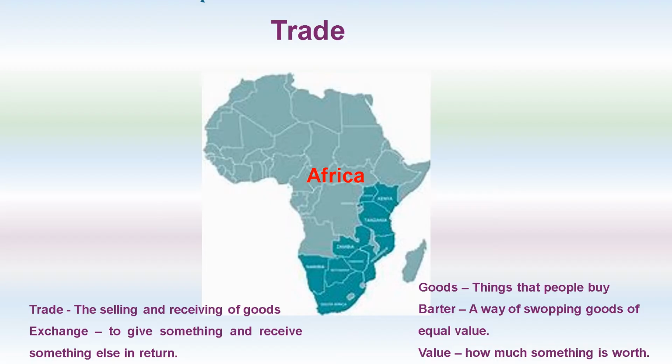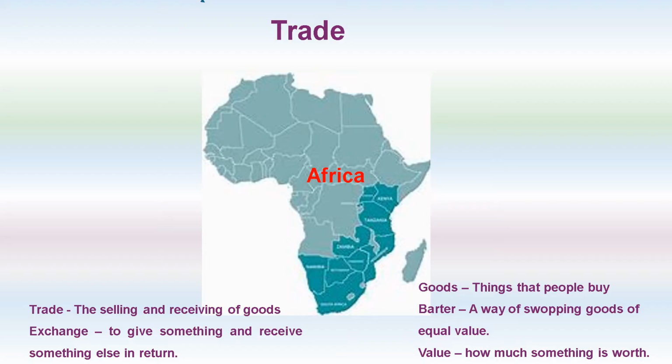Now it basically means exchanging something or receiving something else in return. Now we exchange goods or we can exchange services. We can also barter, and barter means the swapping of goods of equal value. And value basically means how much something is worth.